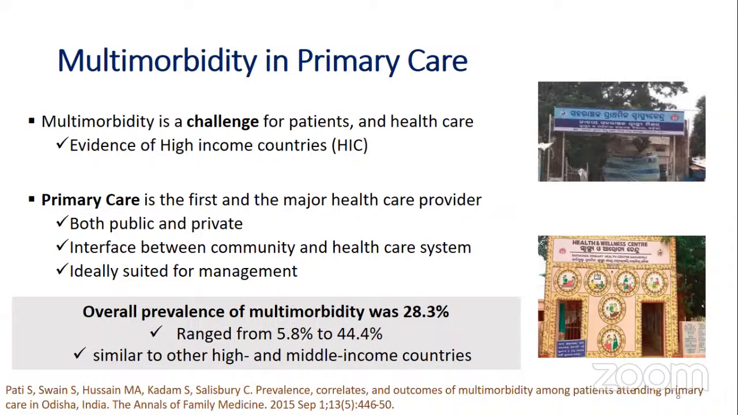And this also acts as an interface between community and healthcare system. As I told you, this will be the first point of contact. So this is the best suitable place where multimorbidity could be diagnosed, prevented, as well as treated and managed. So this study done by Pati et al. in 2015 identified that the prevalence of multimorbidity was around 28.3% at the primary care level, and which ranged between 5.8% to 44.4%. And the age group which they took was 18 years and above.